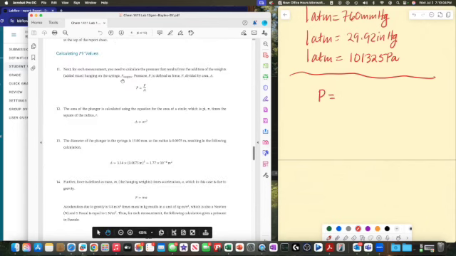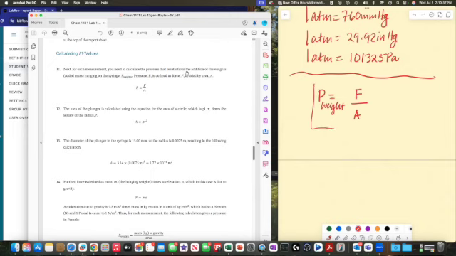Okay. In calculating the PV values, we're told for each measurement, you will need to calculate the pressure that results from the addition of the weights, added mass, hanging on the syringe. P weights. Pressure, P, is defined by force divided by area. So this is the pressure that we're trying to measure, right? P weights is equal to the force applied over the unit area, okay? So this is an equation that we actually mentioned in lecture, but we don't do much with it. But here in this lab, we're actually doing something with it.